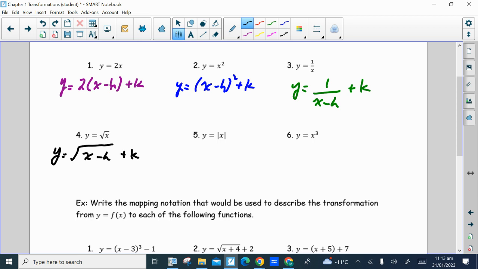Number 5. X is inside the absolute value, so the x minus h will be inside the absolute value. K is outside of that. And for question 6, the x is cubed, so the x minus h will be cubed. K is outside of that.